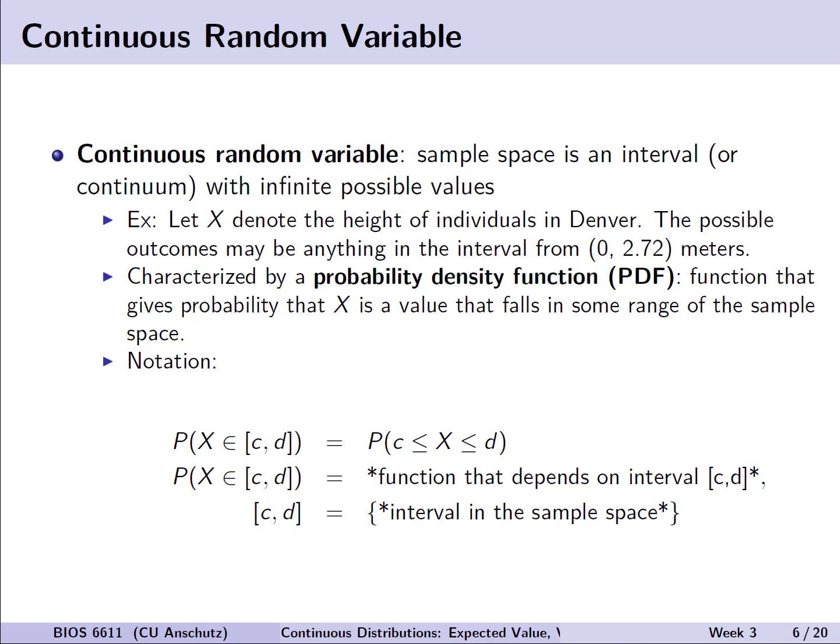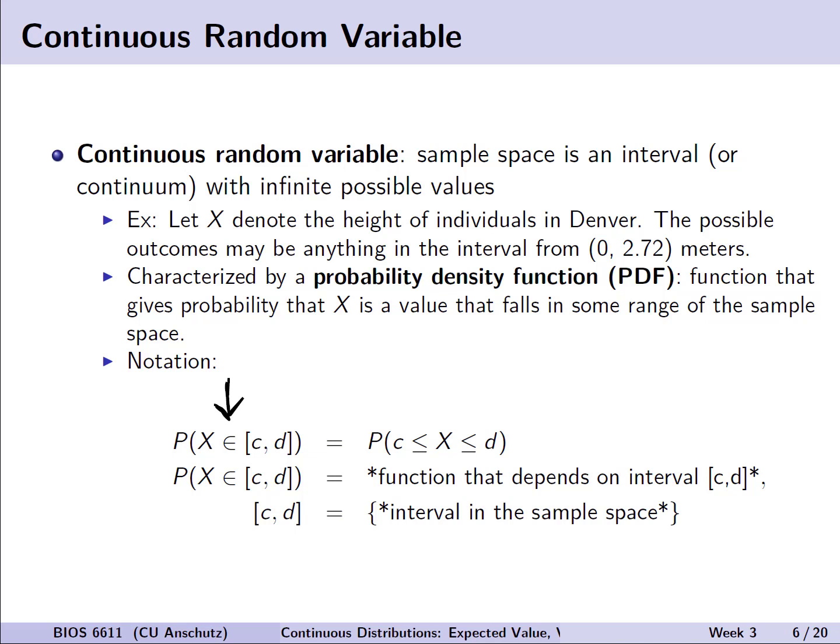We characterize these continuous random variables by our probability density function, or PDF, the similar idea of the PMF for the discrete. This is a function that gives the probability that x is a value that falls in some range of the sample space. So some example notation we see here, using a little bit of a new notation potentially, we have this symbol for in, so we're saying the probability that x falls within some interval c to d, or written analogously in our probability terminology, the probability that c is less than or equal to x, which is less than or equal to d.